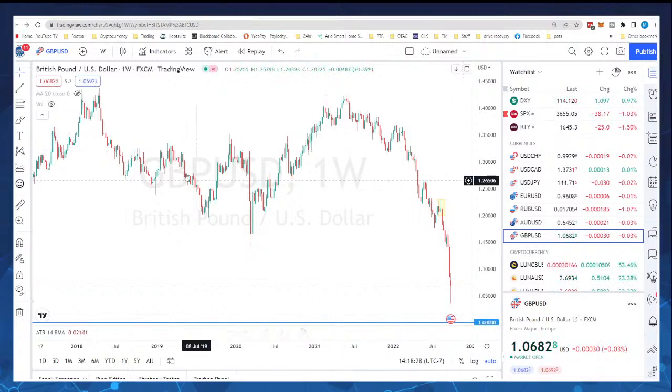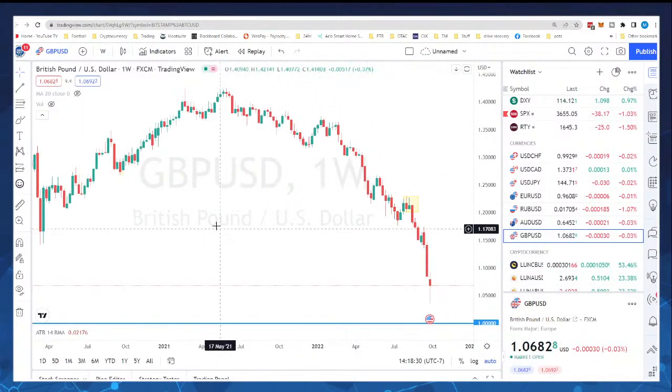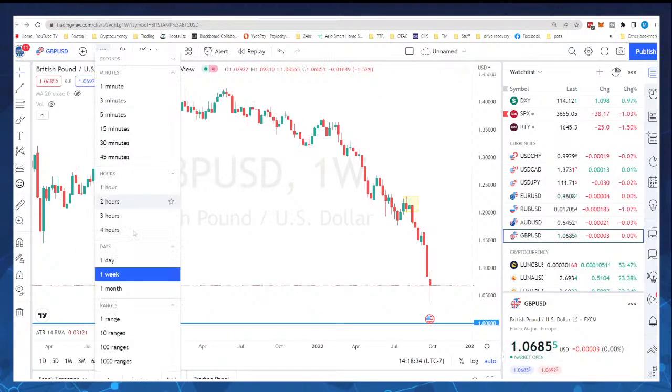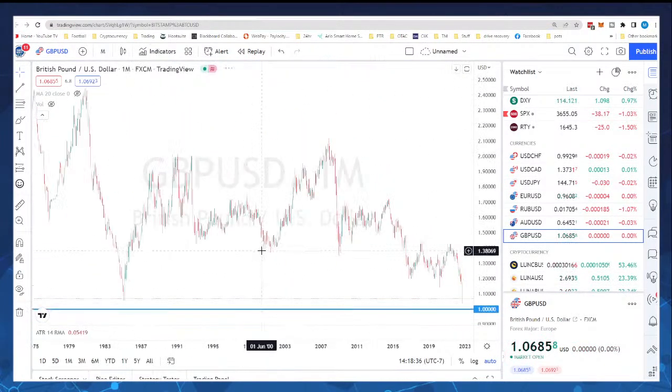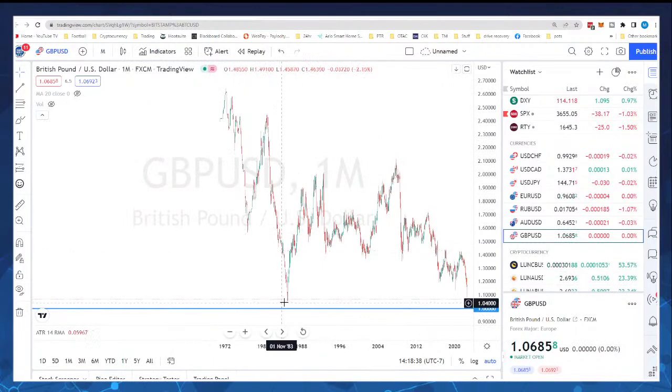I mean, look how quickly this thing's fallen on a weekly time frame. That is insane. Now, it bounced today. You got a nice big hammer forming. But let's go back to the monthly and just show you those all-time lows. Now, we hit those all-time lows today. The all-time low previously was 105.20, and today we broke that.